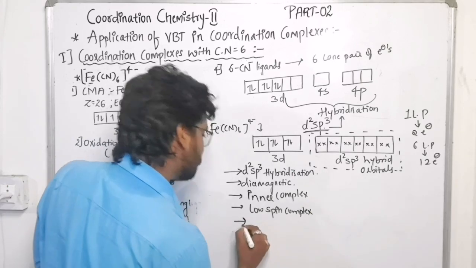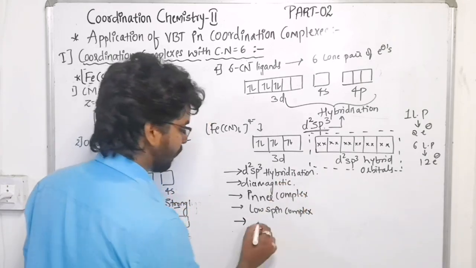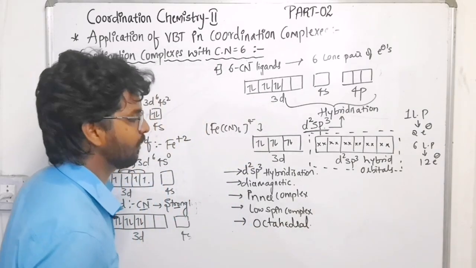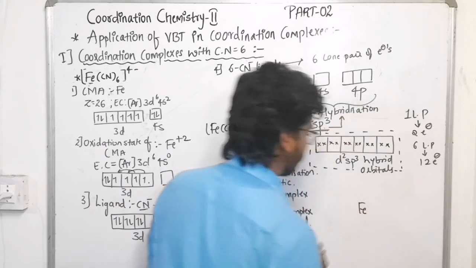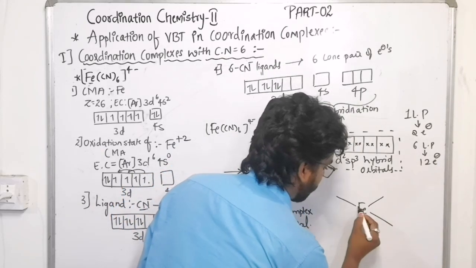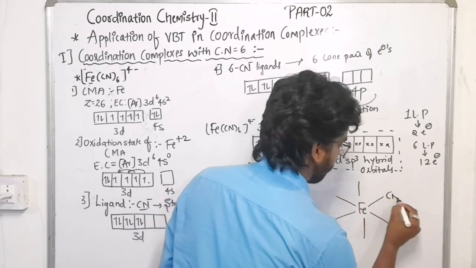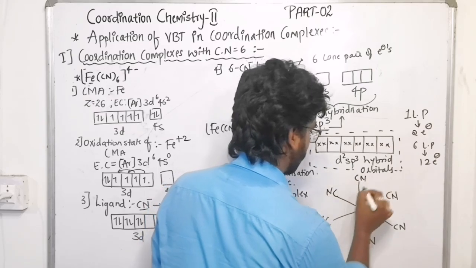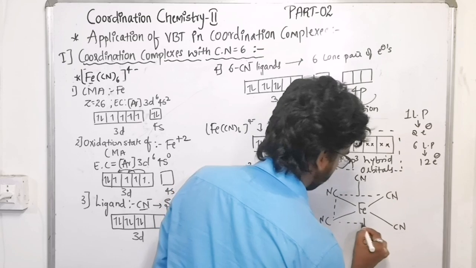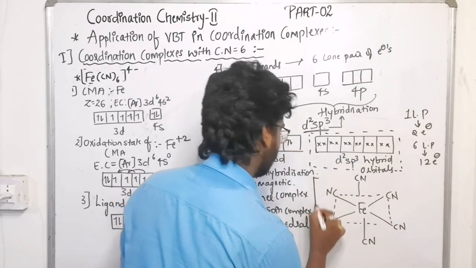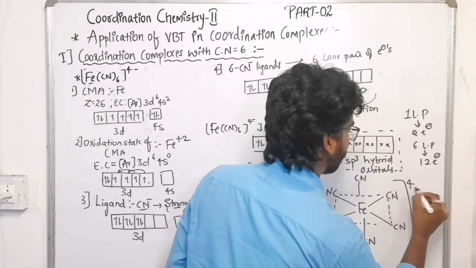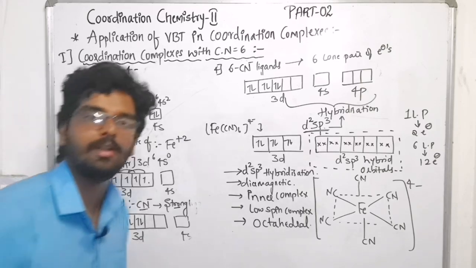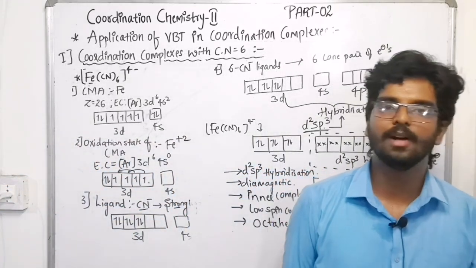So if it is d2sp3 hybridization, what is the geometry? The geometry is octahedral. If you want to see the structure, this is how it looks. Fe is there, CN. So this is the geometry of the given coordination complex having the charge 4 minus. So this is how you need to represent a given coordination complex by the application of VBT.